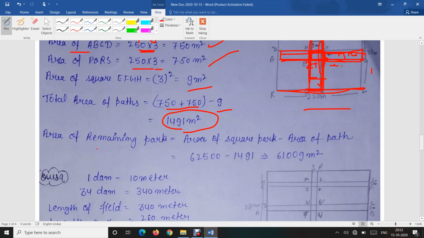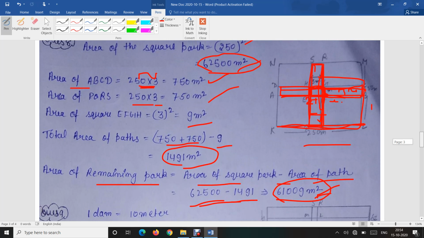Now you are asked for the area of the remaining portion. Obviously you can find the area of the remaining part by subtracting the area of the path from the total area of the square. So the area of the square minus the area of the path, which is 62,500 minus 1491, is equal to 61,009 meter square. So the area of the remaining part is 61,009 meter square.